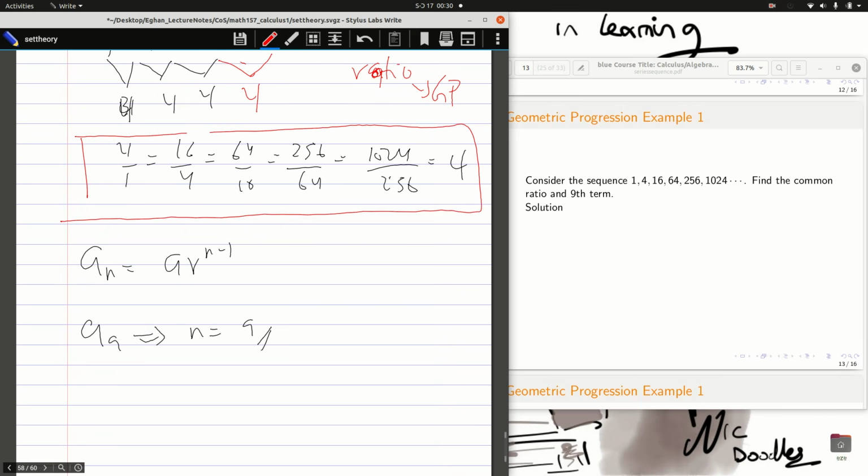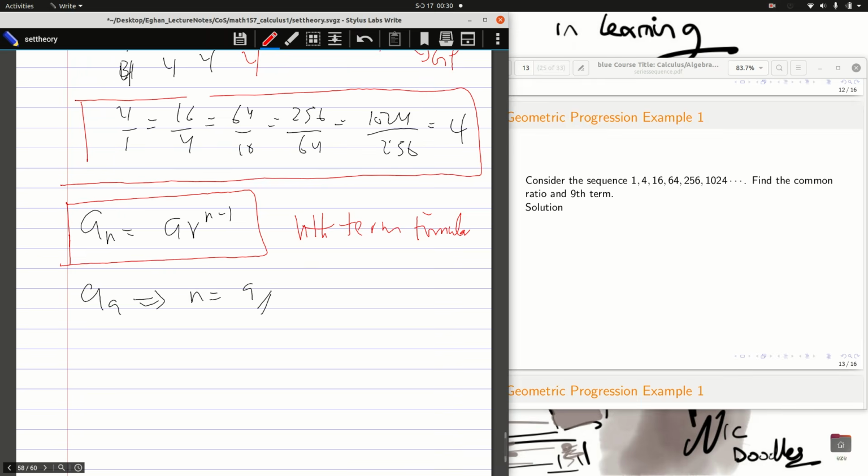But I'm asked to find the 9th term. For GP, this is the nth term formula, so you must know these formulas. And I do a substitution. The 9th term means wherever I see n, I substitute 9. A is the first number, which is 1. R we had as 4. So it is 4 to the power n minus 1, so 4 to the power 9 minus 1, 4 to the power 8, and then you know this answer. What do you see here? This is indices.